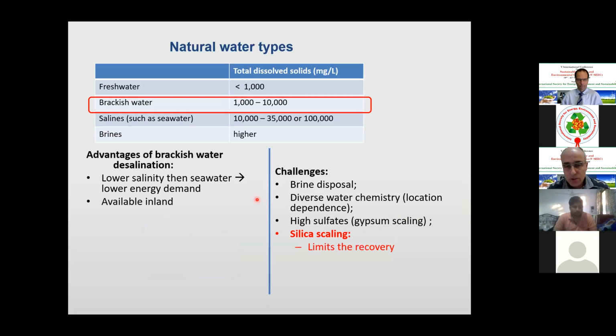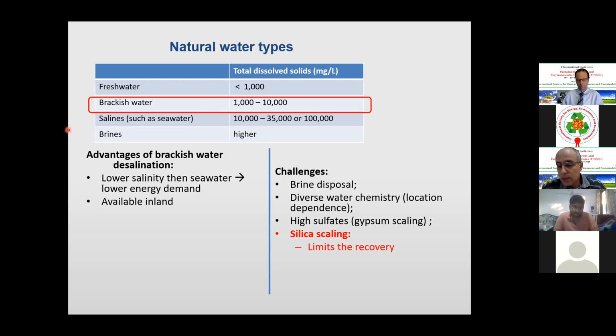Now, what is brackish water? It is defined as natural water with 1,000 to 10,000 milligrams per liter. In most cases, it is between 1,000 and 3,000 milligrams per liter. The advantages of brackish water desalination are that it has much lower salinity than seawater, which means lower energy demand, and it is available inland. The challenge of brackish water desalination is the brine disposal.